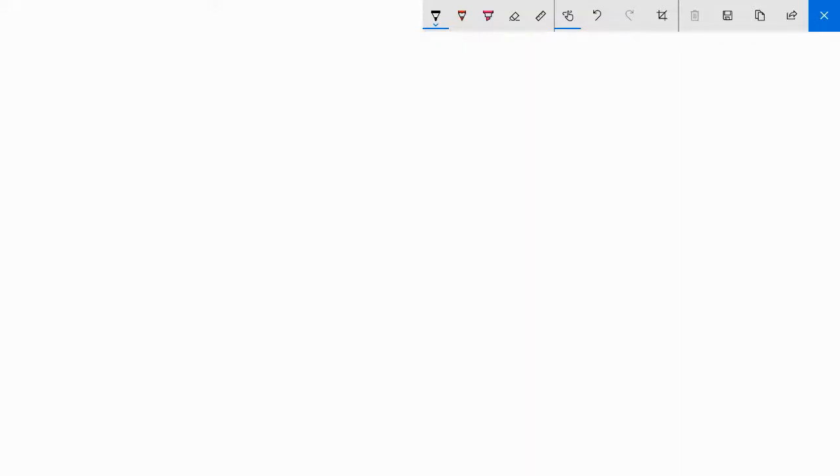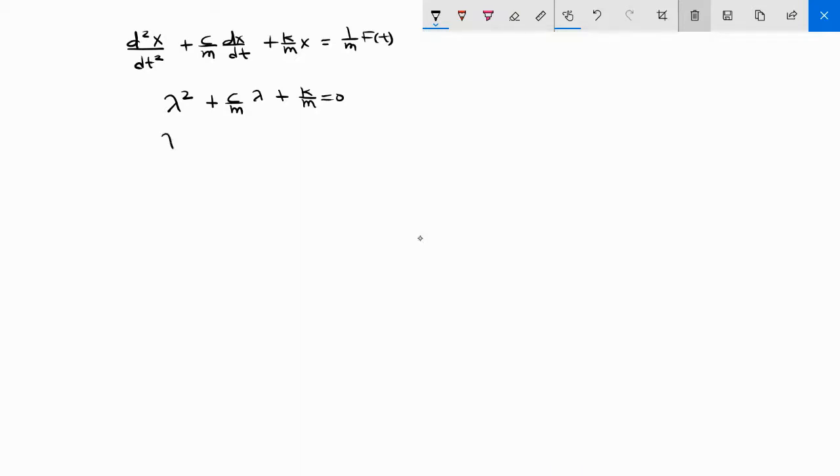Okay, so we saw in the previous clip that when we have the second order differential equation d²x/dt² + (c/m) dx/dt + (k/m) x = (1/m) f(t), we get the characteristic equation λ² + (c/m) λ + k/m = 0, where λ is the eigenvalue, and the solution to this characteristic equation is given by λ = -c/2m ± square root of ((c/2m)² - k/m).